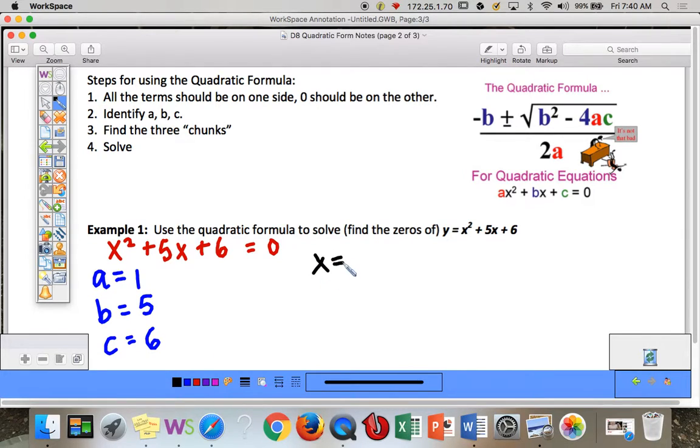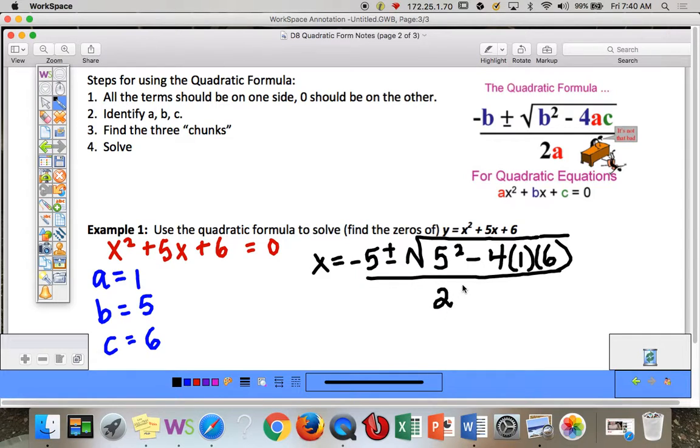X equals the opposite of b. So since it's 5, we're going to make it negative 5, plus or minus the square root of b squared, so 5 squared, minus 4 times a times c. A is 1. C is 6, all over 2a, so 2 times 1. Just to make sure that we're typing everything in right, what I plug in here, I'm going to use parentheses. So the 5 we plug in, I can put parentheses here, but I didn't. And the 1, the 6, and the 1.